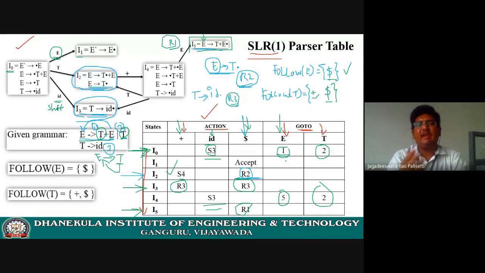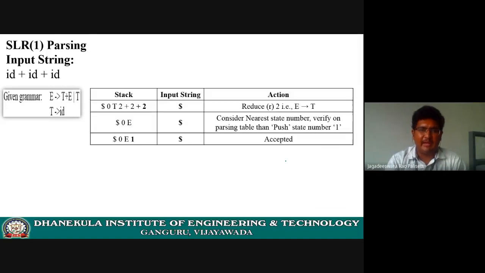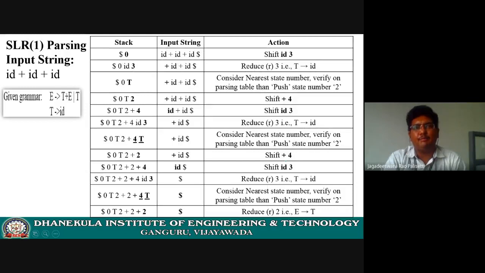So this is the way we are going to construct the SLR parsing table. The only difference is where we have to write our reduced productions, like R3, R2, R1. This will be given by the follow function. The remaining is entirely the same. The parsing of a given input is also entirely the same. We will see the parsing of a given input string in SLR in the next class. So that is about SLR.